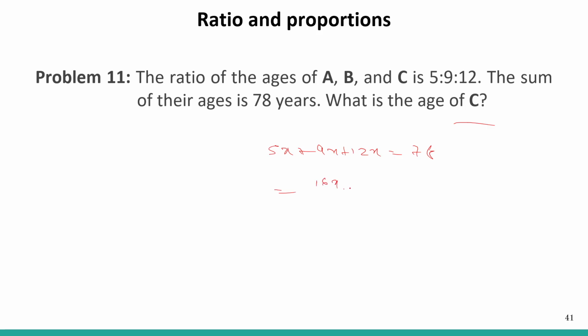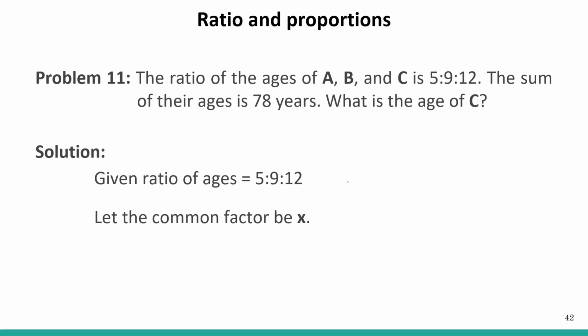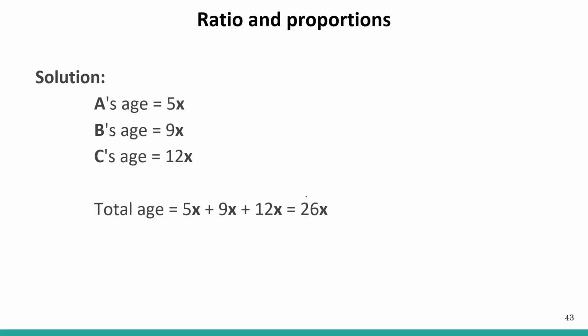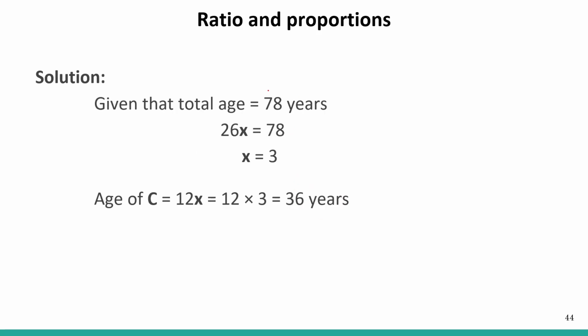Okay, we want to know the age of C. So the common ratio is this. Let the common factor be x. What we are left with is 26x. Given the total age is 78 years, 26x is equal to 78. This implies that x is equal to 3. So the age of C will be 12x, which is 12 into 3, that is equal to 36 years.